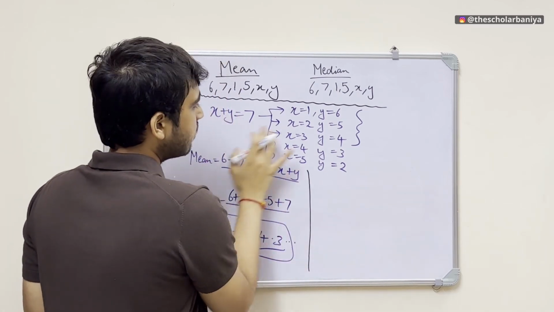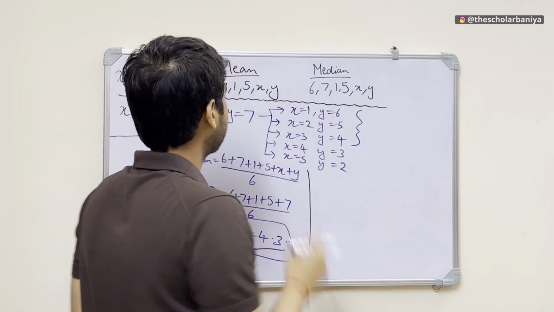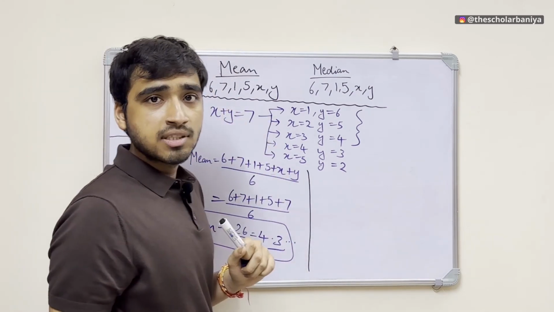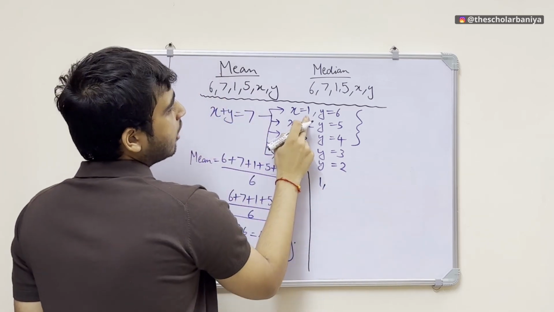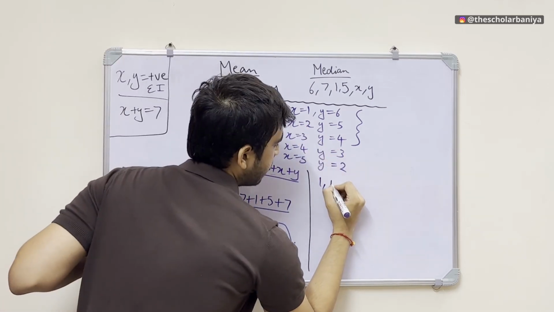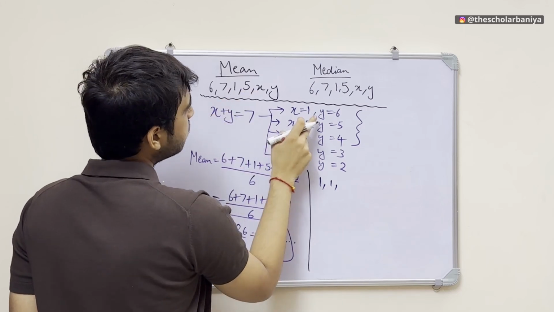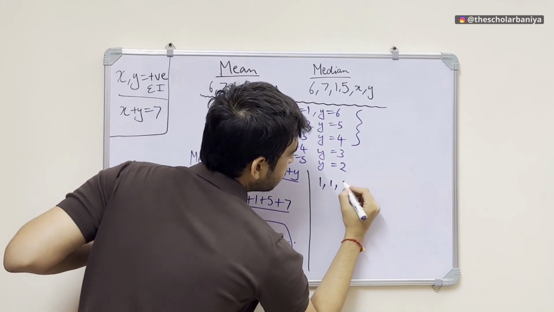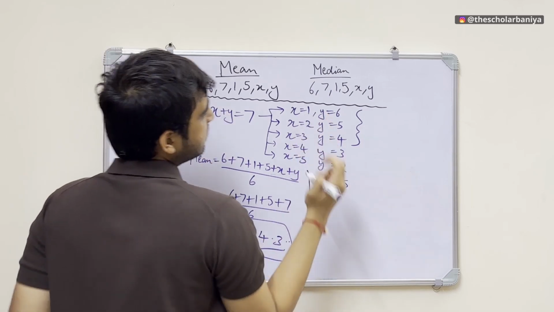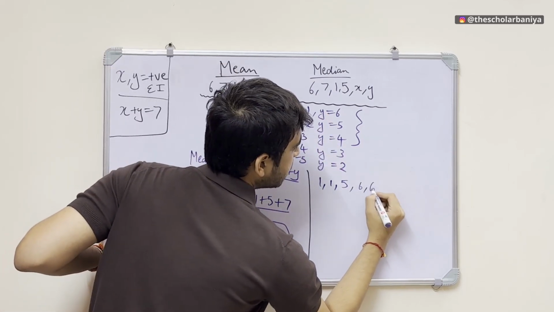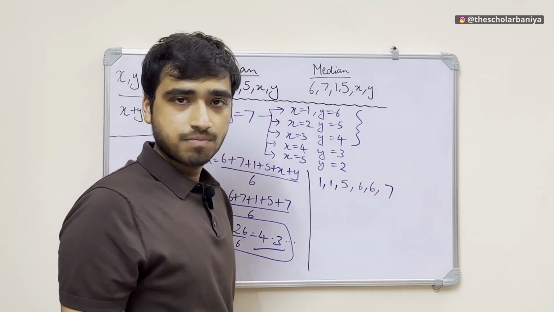So let's take this case, right? Where x is equal to 1, y is equal to 6. So now let's arrange these numbers in ascending order. So we have 1, right? We have one more 1, which is x, right? After that we have 5, right? After that we have 6 and 6, and then 7, right? So this is one case.